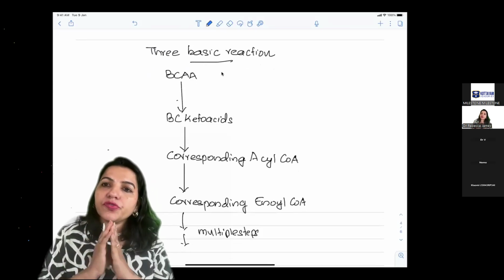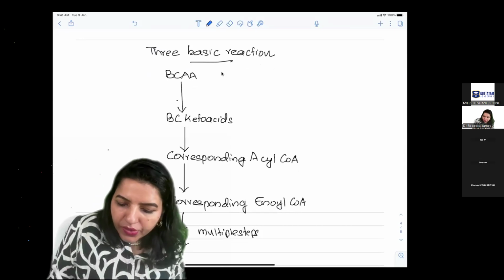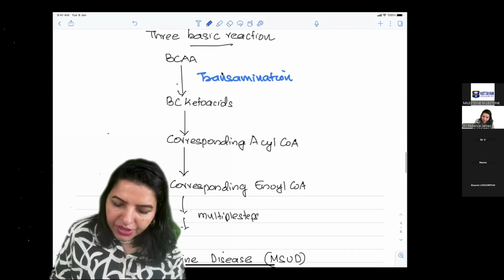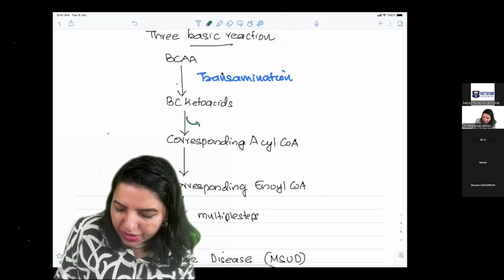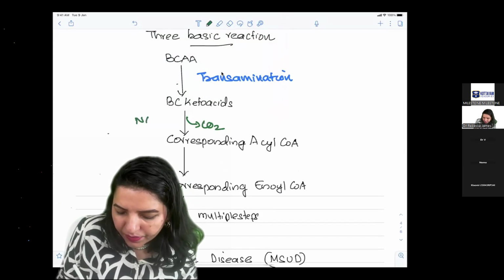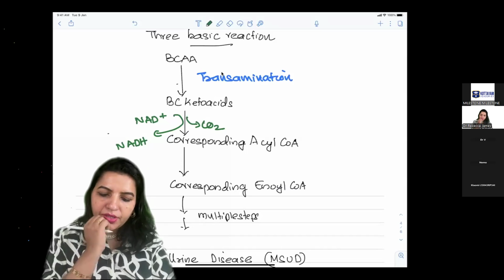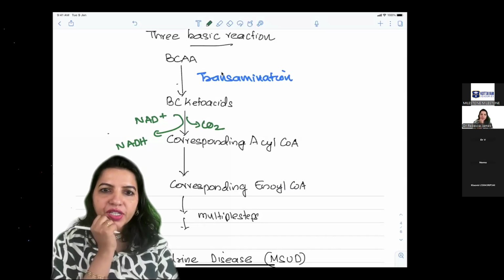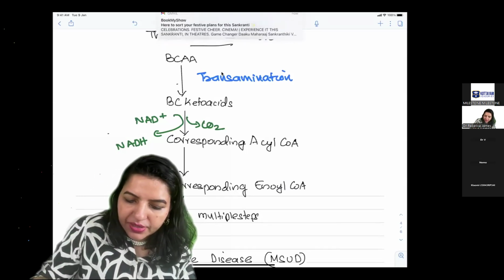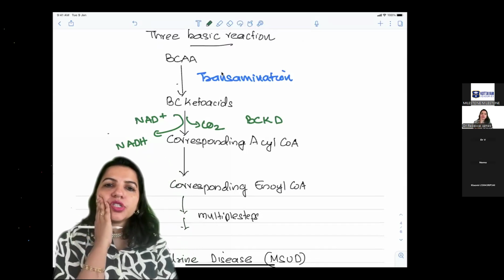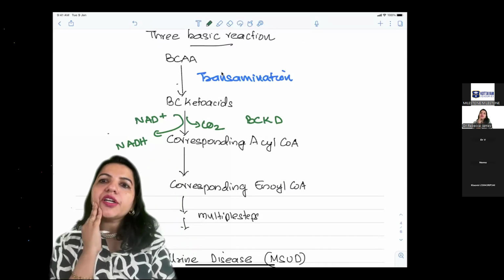The three basic reactions of every branched chain amino acid: the first thing is it undergoes transamination. Then the next reaction, I will write the reaction. You have to tell me the name of this enzyme. Carbon dioxide is released. NAD plus is converted to NADH. What is this enzyme called? Oxidative decarboxylation. That enzyme is dehydrogenase. Yes, that is branched chain keto acid dehydrogenase, BCKD.